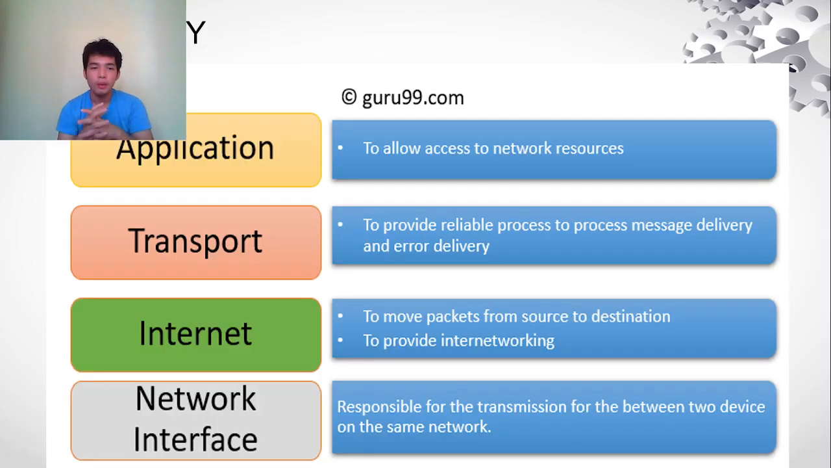So, in summary, we have the application layer, which allows access to network resources, and the transport layer, which provides reliable process message delivery and error recovery. So sequence here is important. Applications, systems, and programs are important, and so is the user. The internet layer moves packets from source to destination to provide internetworking. The internet is a source of information for all. The network interface layer is responsible for the transmission between two devices on the same network. So the switching or synchronization of data is important here.